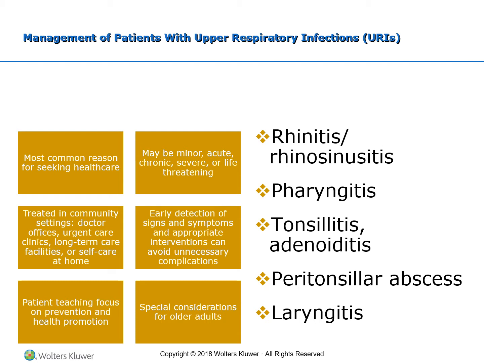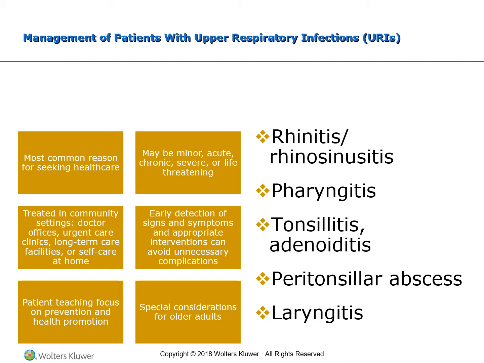Okay, so we have different types of respiratory infections and we'll go over them individually, but they are rhinitis, rhinosinusitis, pharyngitis, tonsillitis, adenoiditis, peritonsillar abscesses, and laryngitis.